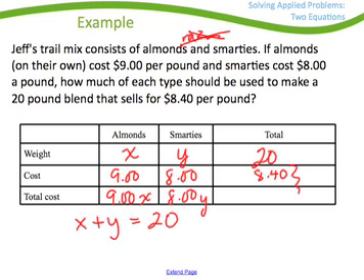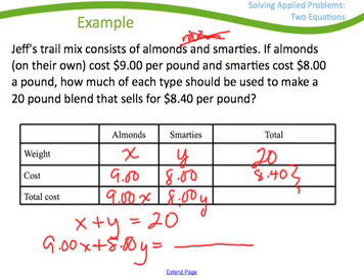But now I'm not too sure about the other equation because this 8.40 has no variables in here. I'm wanting to do something like 9.00x plus 8.00y is equal to something here. But this has to be a total cost. But you know what? They say it's 8.40 per pound, but they also tell me that there's 20 pounds.